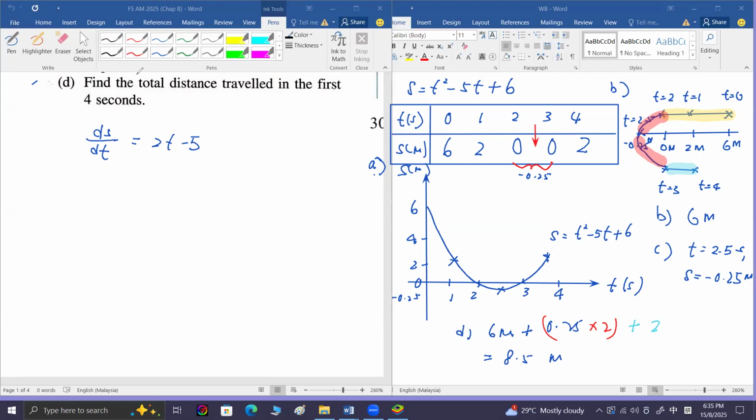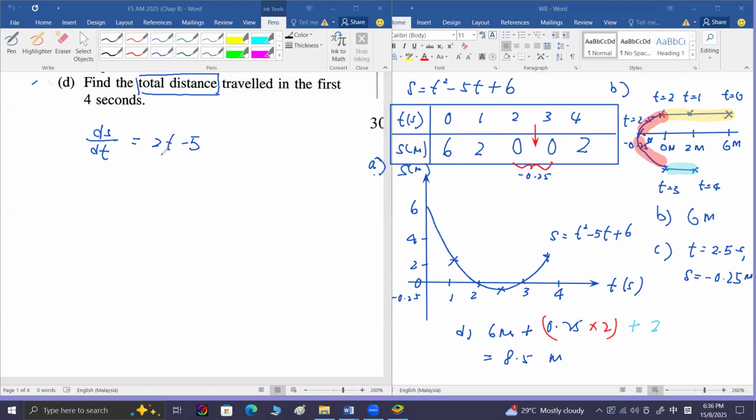When the question asks you to find the total distance, not always do you have to do all these values, no need. We need 3 points only: starting point, turning point, ending point. No need to do all these values, no need to show all these values. Okay, I show you this one.